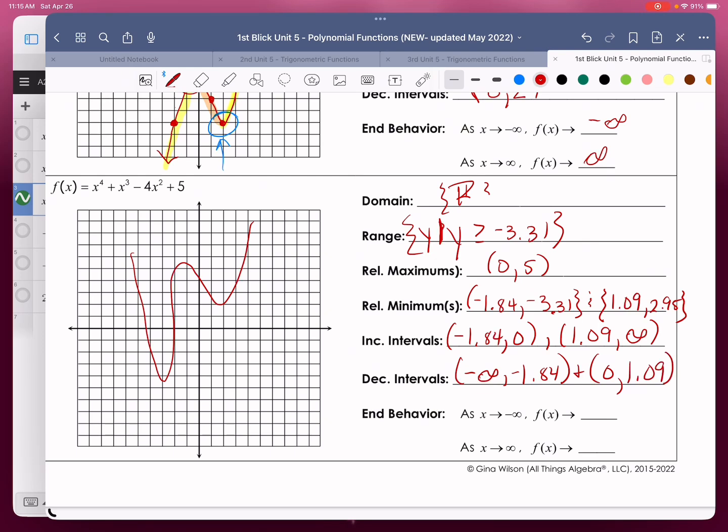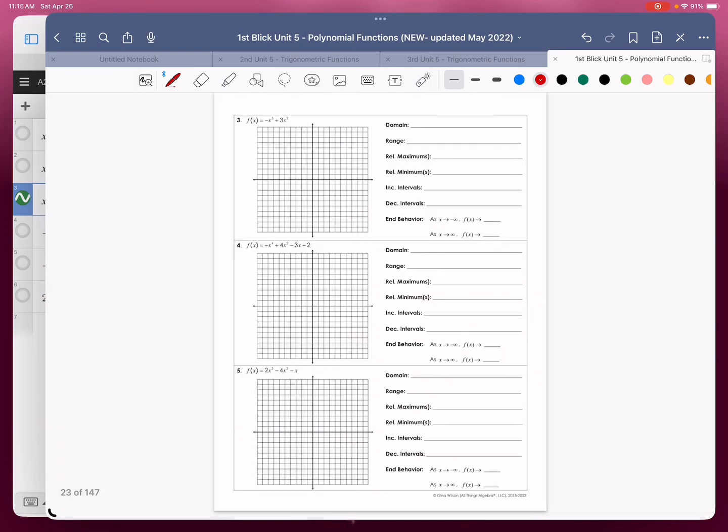Okay, now what about this end behavior? As x goes to the right, our end goes up, so that's positive infinity. And as x goes to the left, our end goes up, so that's also positive infinity. Now, let's look at another one.